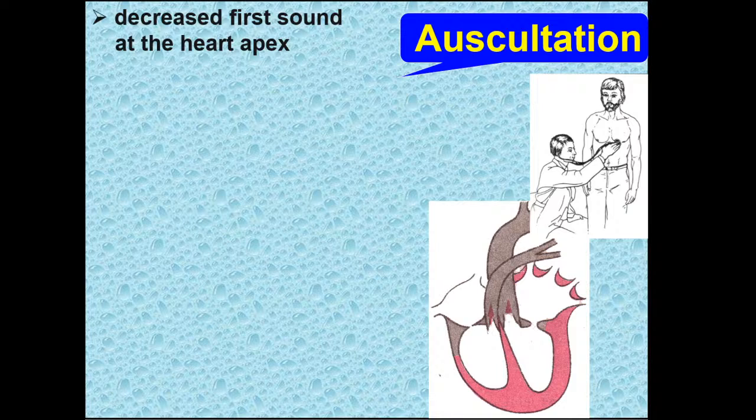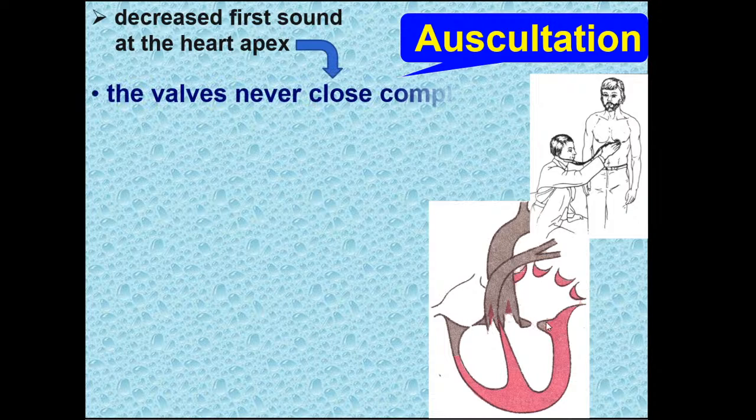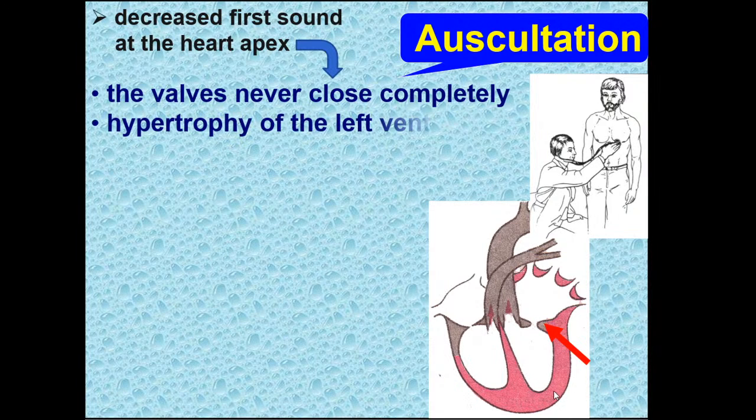And in contrast to mitral stenosis, the first sound over the heart apex will be decreased because there is no valvular component, as the valve cannot be closed, and the muscular component is decreased due to the hypertrophied left ventricle. Both components of the first sound are decreased.